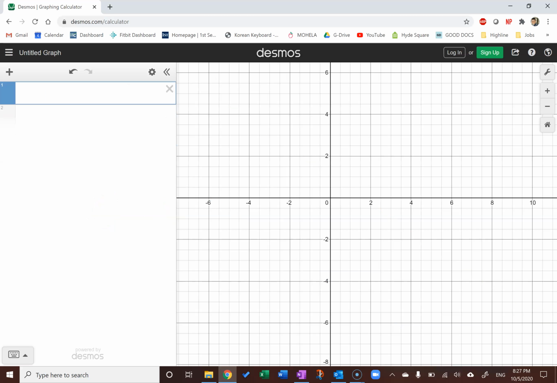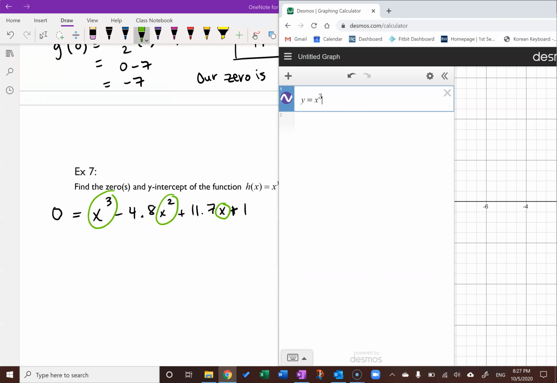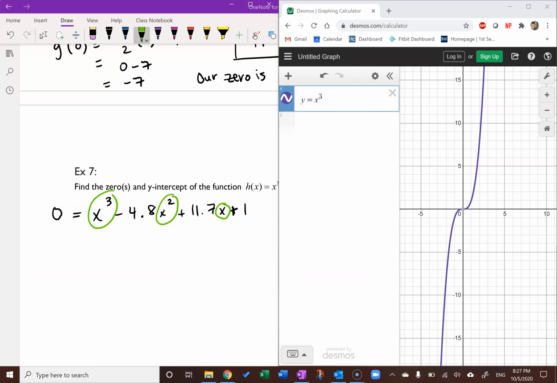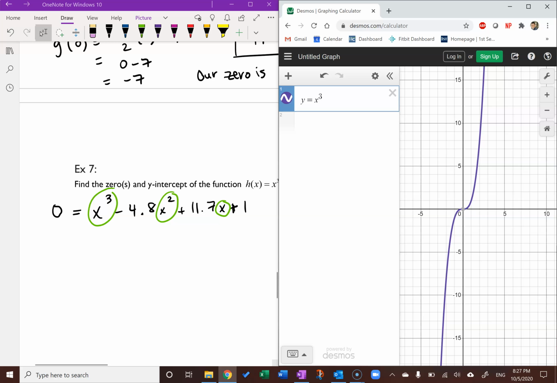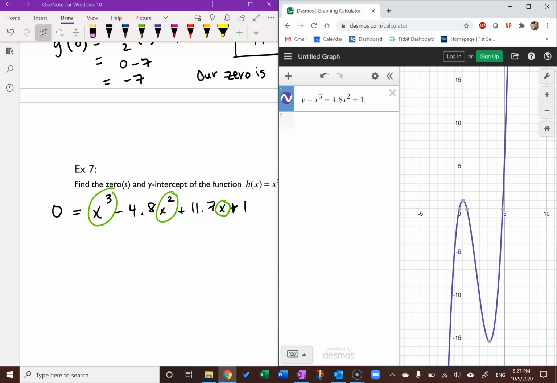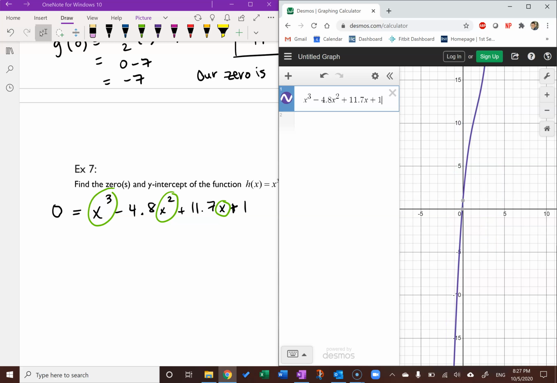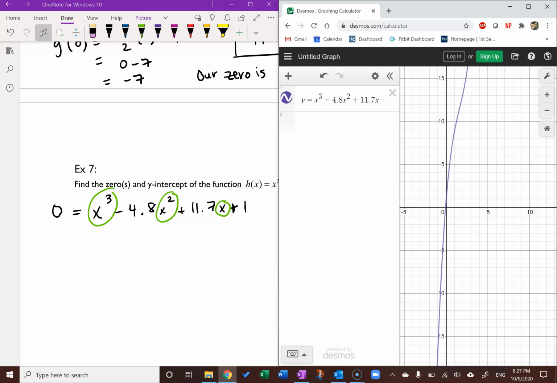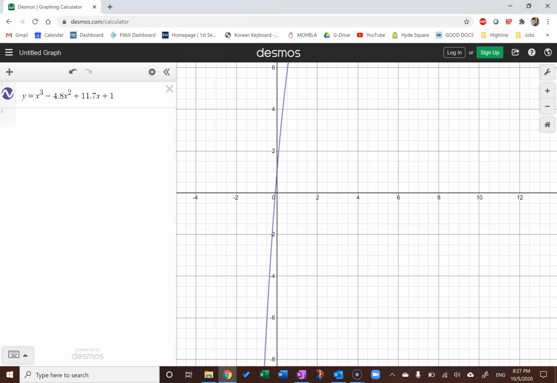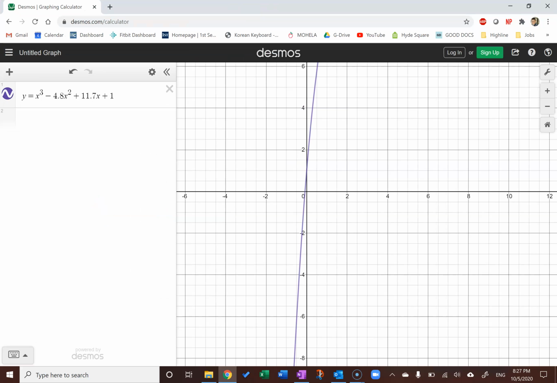I'm going to exit out of these equations, and I'm just going to type in the equation that we had there. It was, let's see, y equals x cubed minus 4.8x squared plus 11.7x plus 1. Okay, so I'm going to make this all big again, and we are trying to find the values of this function, or the x values that make our function 0.